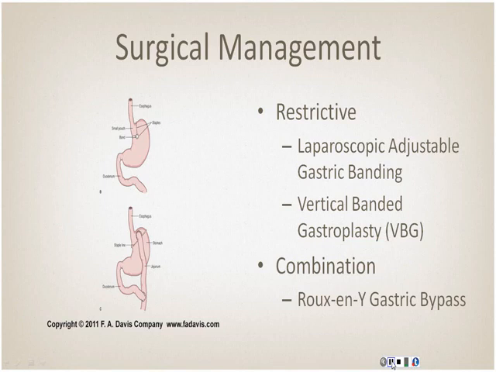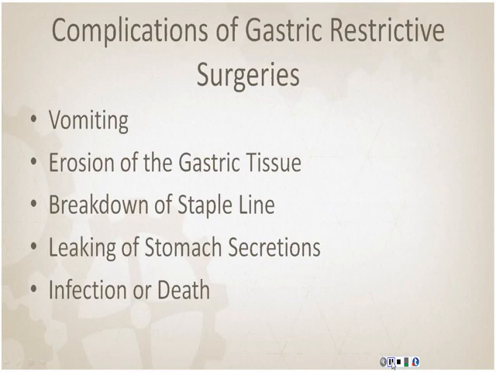The vertical banding gastroplasty creates a pouch that also limits food intake using a staple line and a band. The Roux-en-Y is a combination surgery which creates a small pouch using a staple line and then a section of the small intestine. There's a figure in your book, on page 723, that shows different pictures of these types of procedures a little bit better.